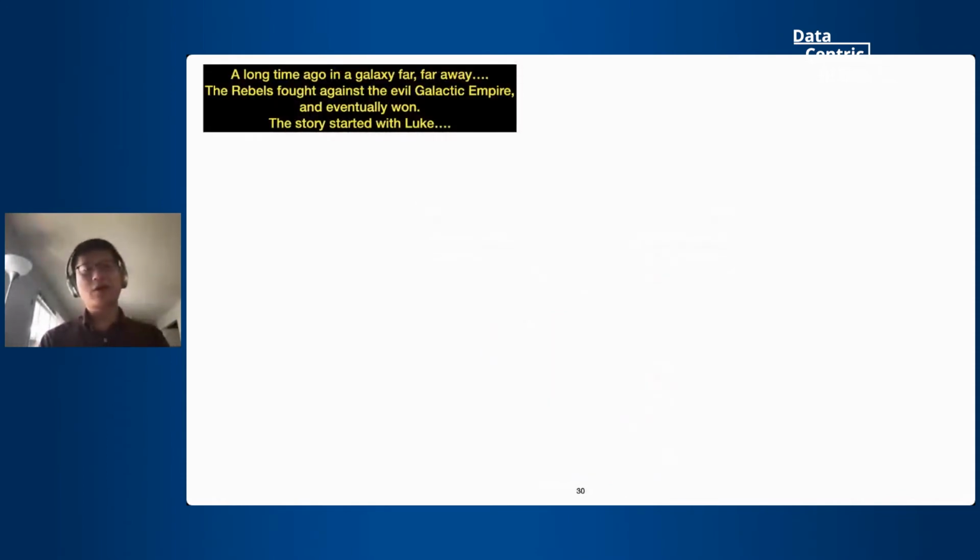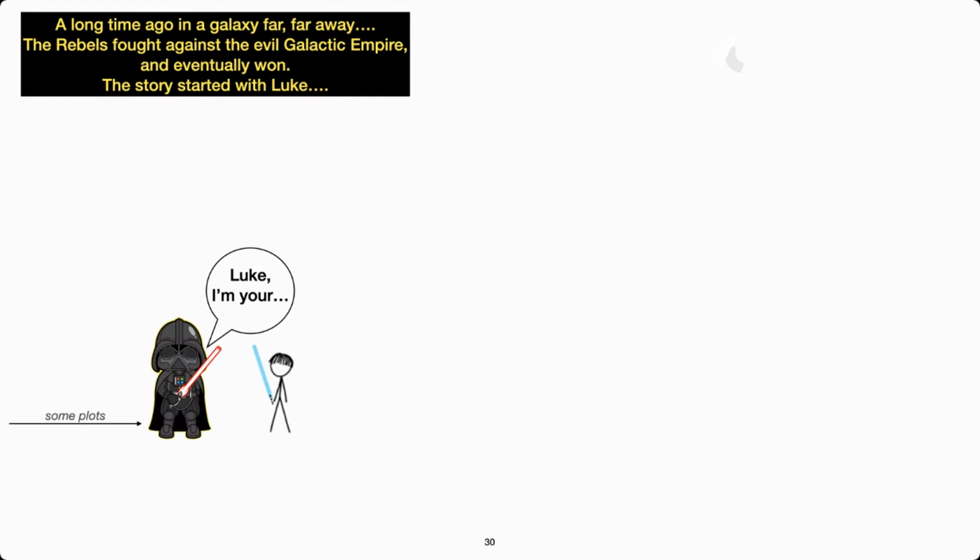So a long, long time ago, in a galaxy far, far away, the rebels fought against the Galactic Empire and eventually won. The story started with Luke. Assuming that the story GPT-3PO tells us is a Star Wars story, there will be a point where Vader, who is the bad guy here in the movie, says to Luke, a rebel hero, "Look, I'm your..." Now, GPT-3PO has to continue the conversation.